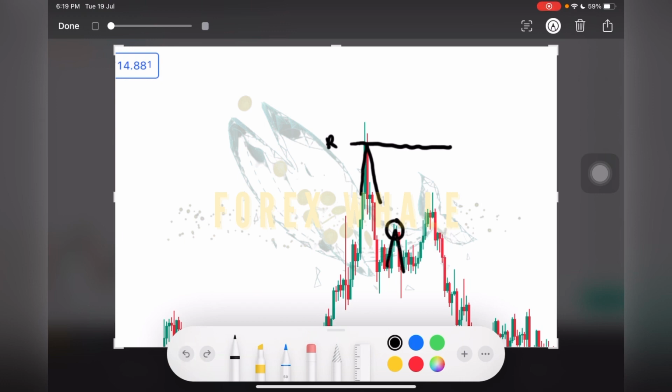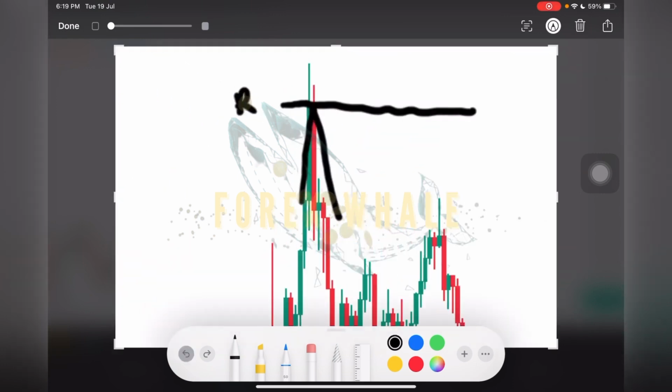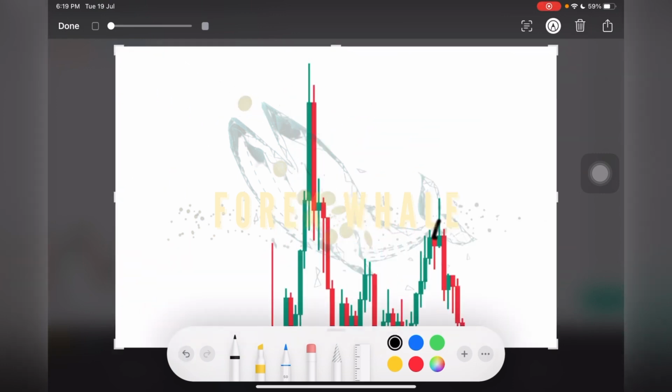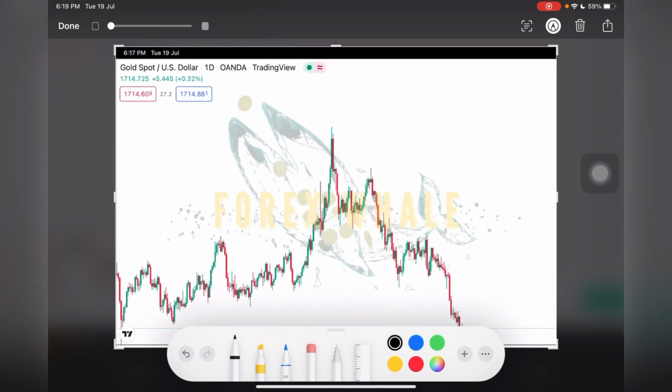Okay, so let's just remove the drawings and then look for another SNR somewhere else. Here is also your resistance level, and then you have your support level here. Your support level, and hence here is also your support level. This is your resistance and this is your support, resistance, and then your support. Support is where we're looking for a buying opportunity. Resistance is where we're looking for a sell-off.